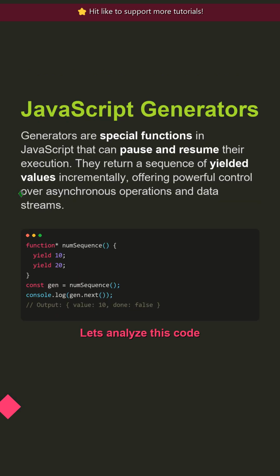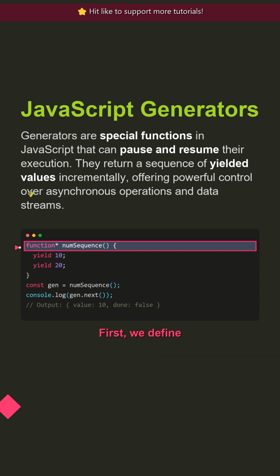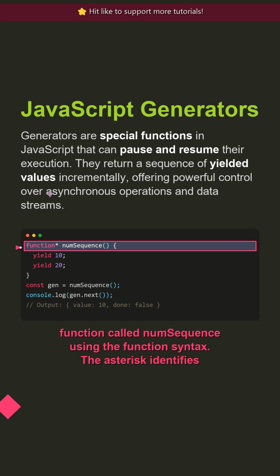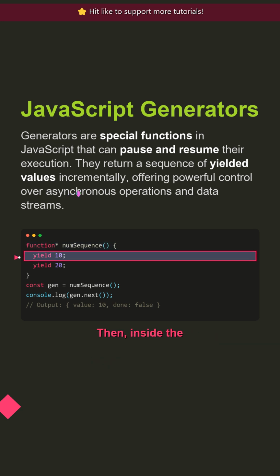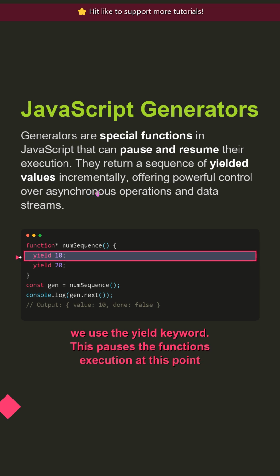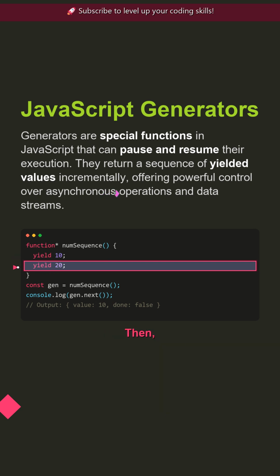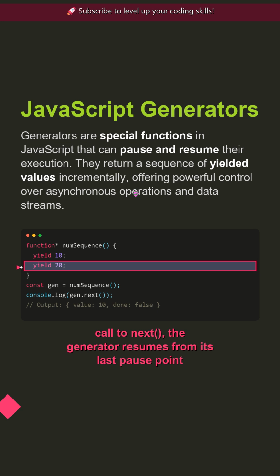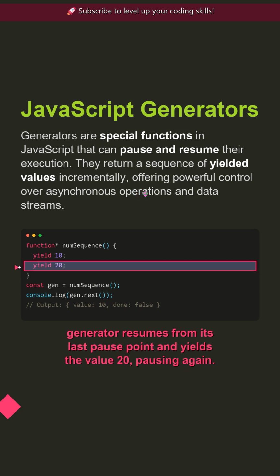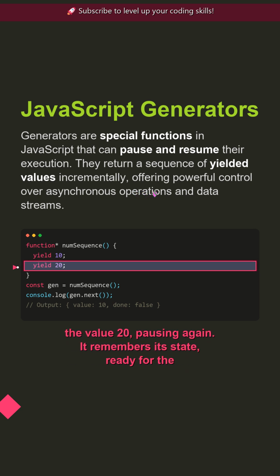Let's analyze this code step by step. First, we define a special function called numSequence using the function* syntax. The asterisk identifies it as a generator function, which can pause and resume its execution, unlike regular functions. Then, inside the generator, we use the yield keyword. This pauses the function's execution at this point and returns the value 10 to the caller when next is invoked. Then, upon a subsequent call to next, the generator resumes from its last pause point and yields the value 20, pausing again. It remembers its state, ready for the next call.